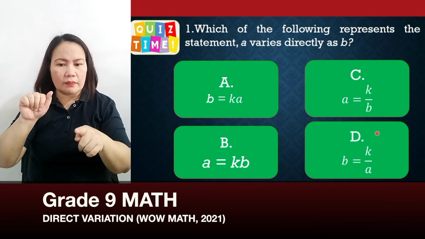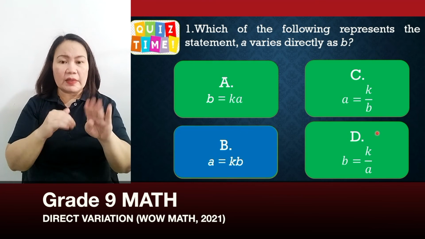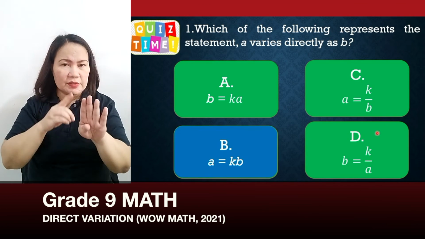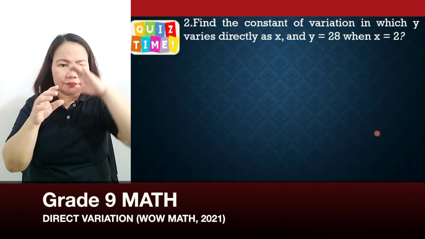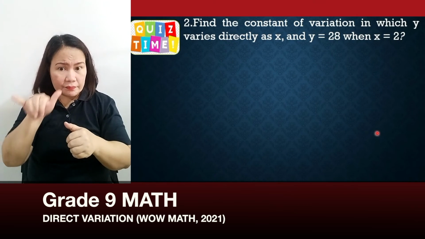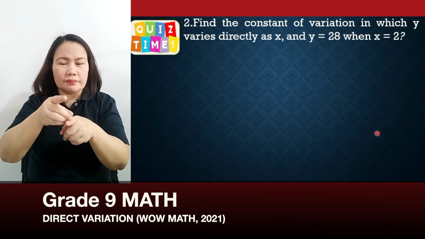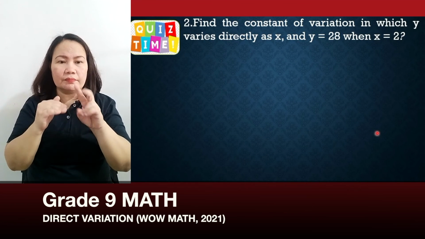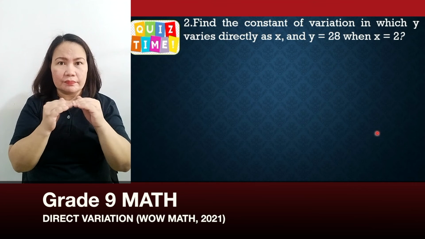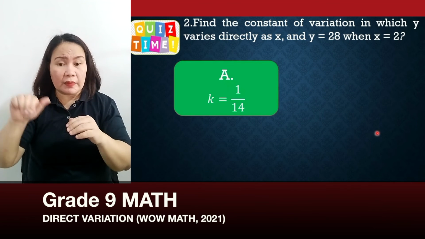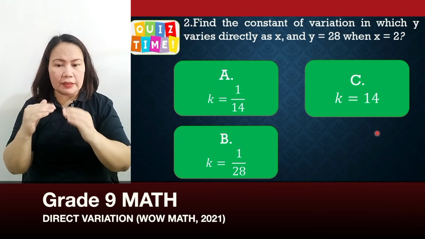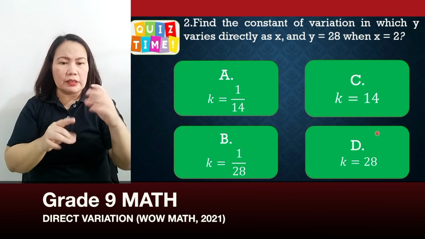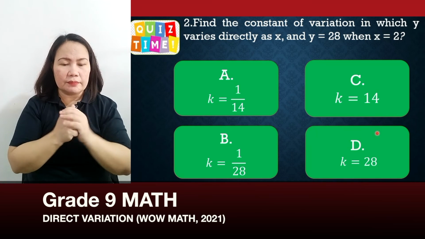Okay, so the answer is letter B. A is equal to KB. Next, question number 2. Find the constant of variation in which y varies directly as x and y is equal to 28 when x is equal to 2. Letter A, 1 over 14. Letter B, 1 over 28. And letter C, 14. Letter D, 28.